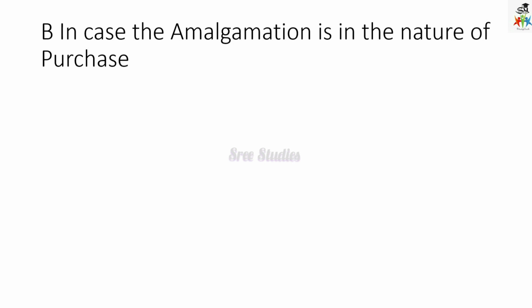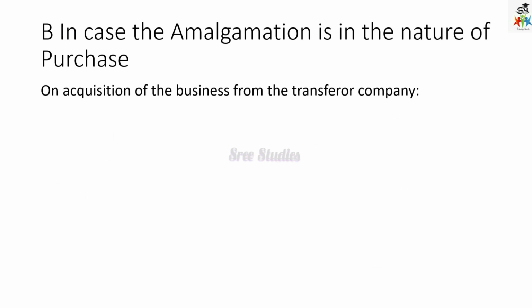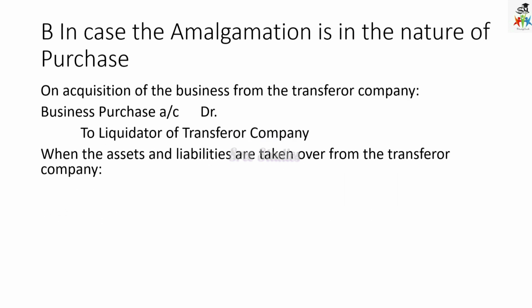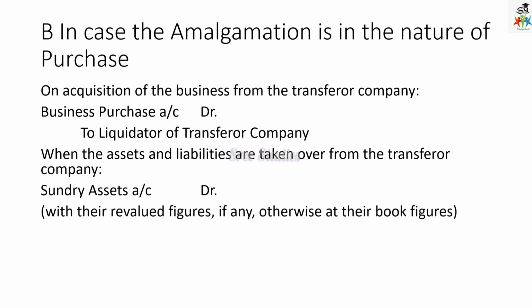And this is in case of amalgamation in the nature of purchase. On acquisition of business from the transferor company, business purchases account debtor to liquidator of transferor company. When the assets and liabilities are taken over, then sundry assets with their revalued figures. Suppose a company may have its own values and figures in its balance sheet, but the values which the transferee company takes, that value should be taken here. Otherwise, if nothing is given, then take it as book value.